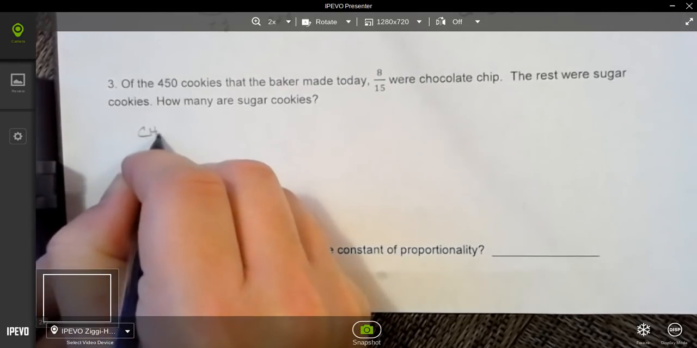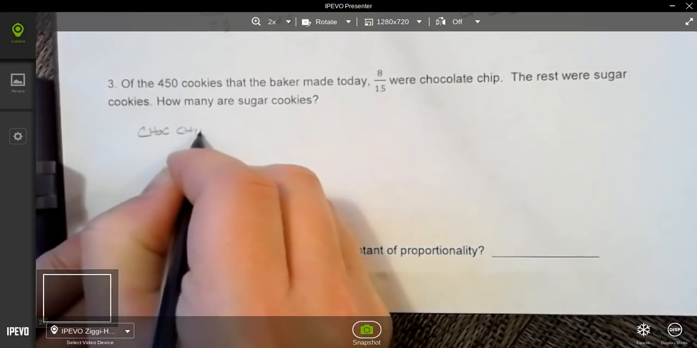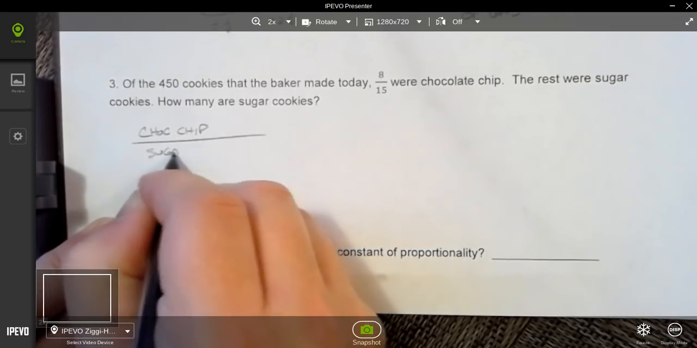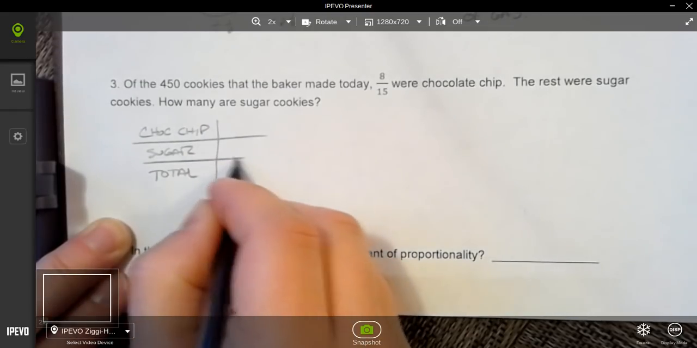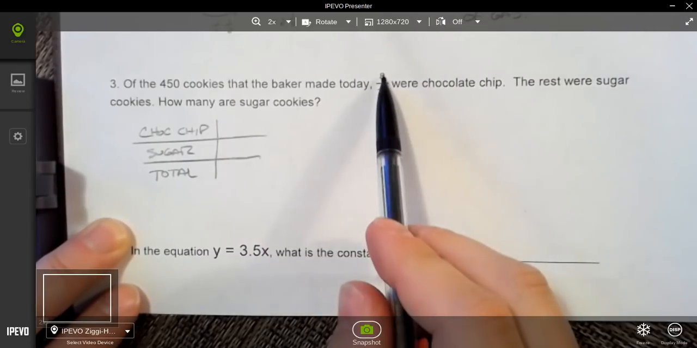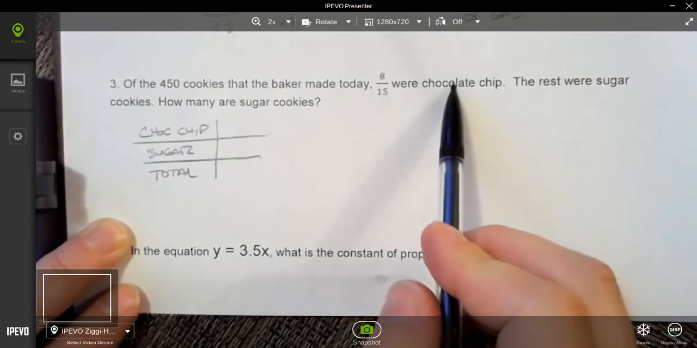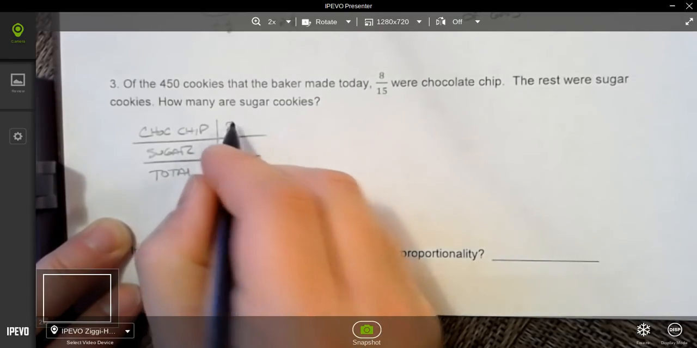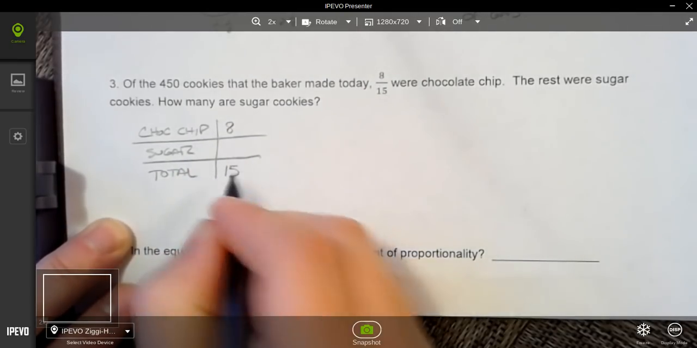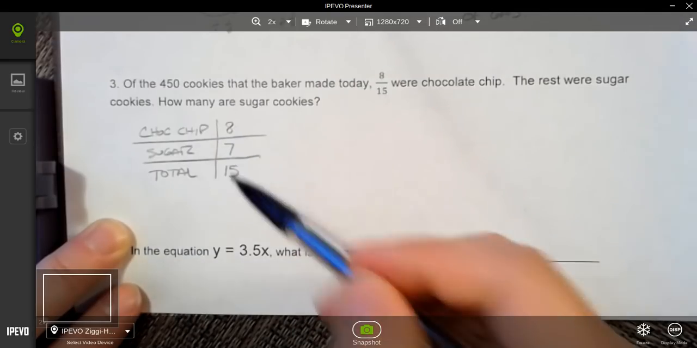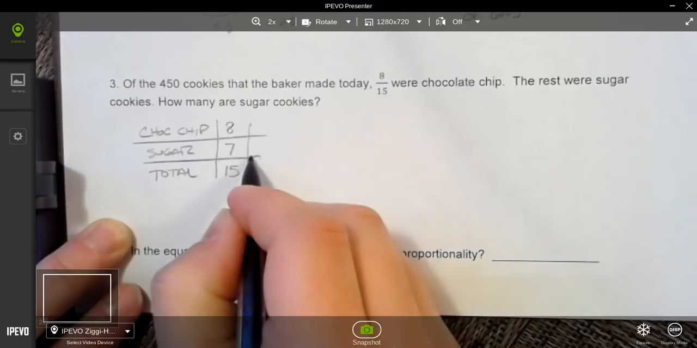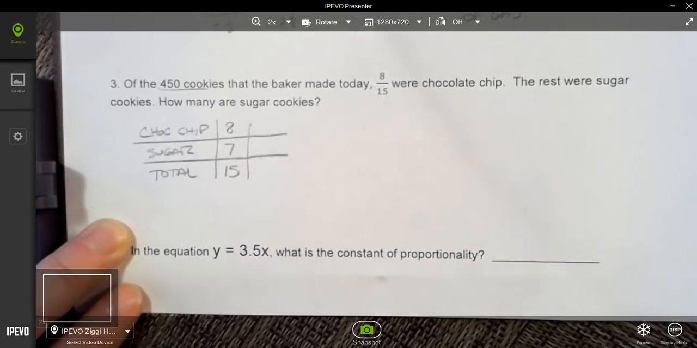I'm going to have my chocolate chip cookies, and my sugar cookies, and then my total cookies, and I'm going to record in the information that they told us. They told us that 8 out of every 15 cookies is a chocolate chip cookie. So I can put 8 chocolate chip cookies in out of a total 15 cookies, meaning that there must have been 7 that were sugar cookies. And again, your numbers here should add up to 15. 8 and 7 adds up to 15. And now I'm going to add in another column here because I know that there were 450 total cookies. And so I'm going to record that in the total.